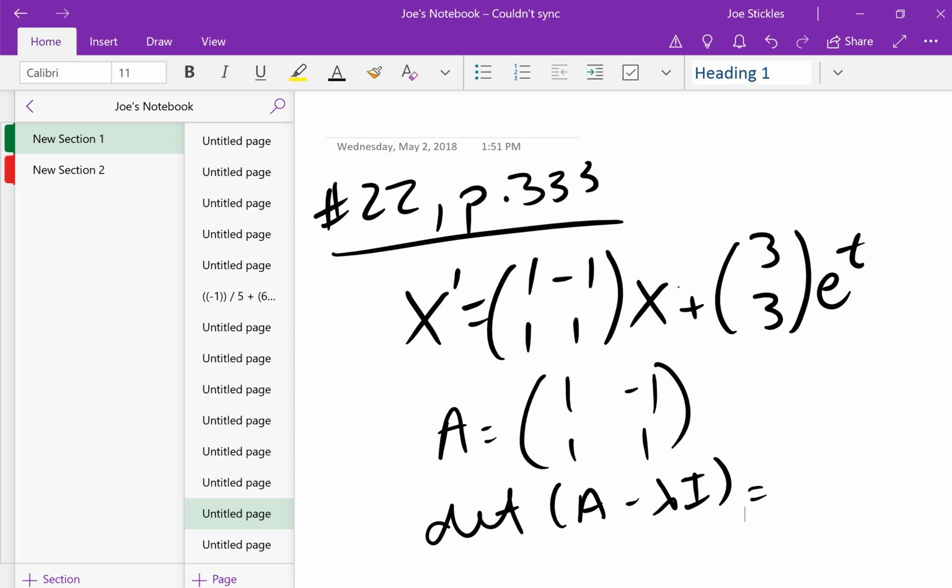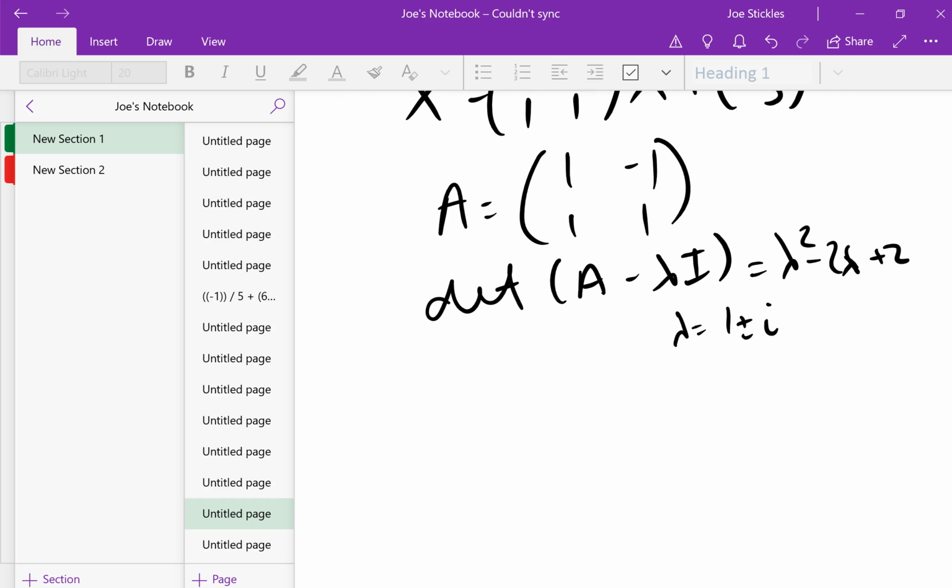So I'll go back over here and write this real quick. We had x squared minus 2, or excuse me, lambda squared minus 2 lambda plus 2. So our lambda is 1 plus or minus i. Remember, in this case, we can just find the eigenvector associated with one of the complex eigenvalues and then peel off the real and imaginary parts to give us the two that we need for our solution.